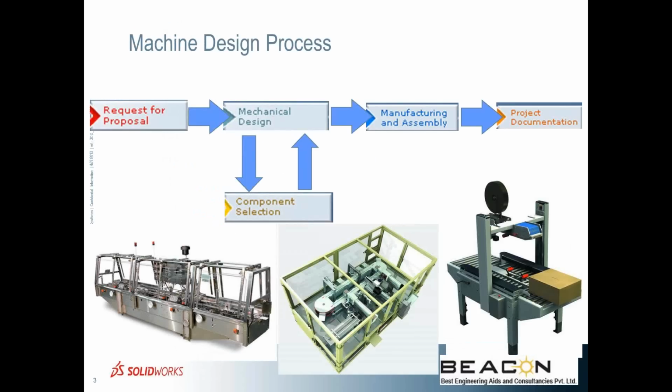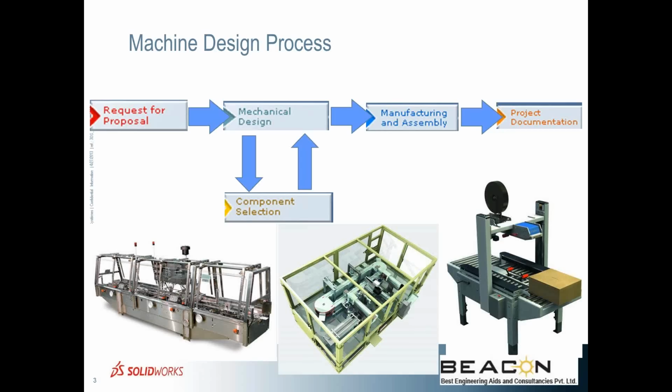So this is a typical machine design process that we follow, which starts with an RFP. It can be an RFP from your clients or customers, or maybe from within an internal engineering department. In either case, you have to be really quick. You have to get out a quotation, and some drawings, GA drawings maybe. So we'll see how SolidWorks can help you out in this phase.